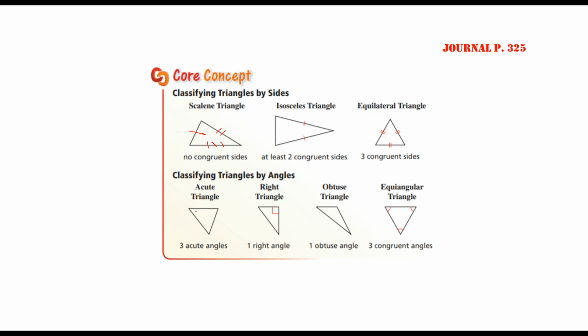An acute triangle means all three angles are less than 90 degrees. A right triangle has one 90-degree angle. An obtuse triangle has one obtuse, or greater than 90-degree, angle. And an equiangular triangle means three congruent angles. All right, moving right on.